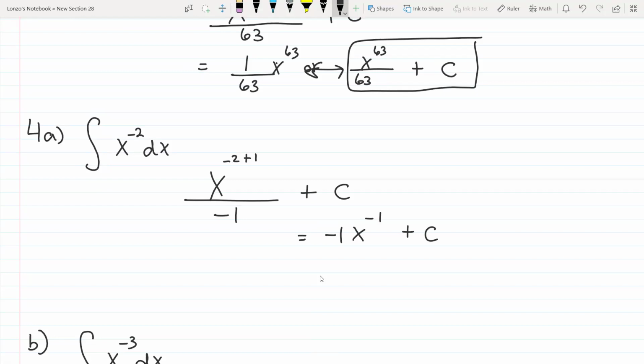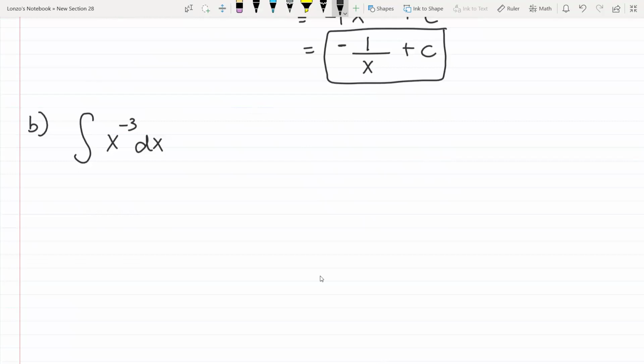But could I rewrite this as a positive power? Yes, we can. How do I rewrite x to the -1 as a positive power? It's just 1 over x, and then you still have this negative, plus c. Okay, that's it.